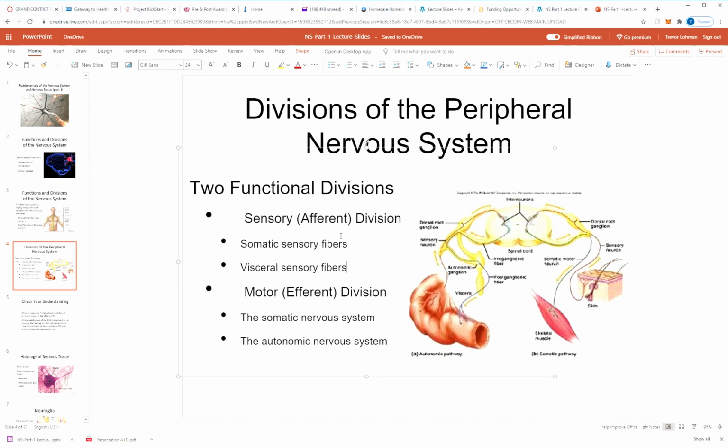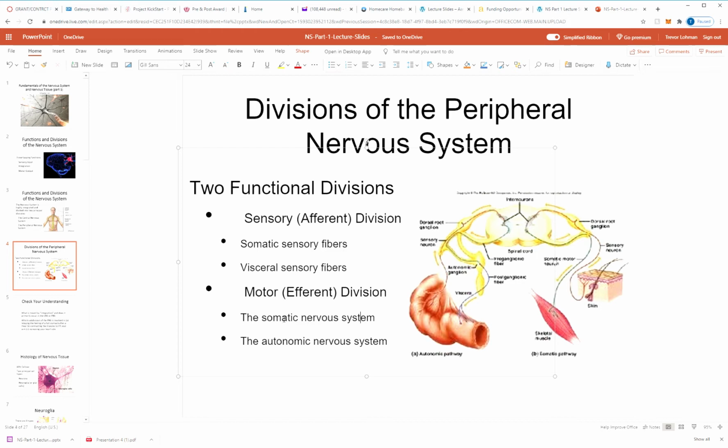This is just referring to, I could be talking about a specific neuron fiber or a collection of all of those fibers, in which case I'd be calling it a system. I'm sorry if that's confusing. But anyway, the point is you can have somatic sensory neurons and visceral sensory neurons.